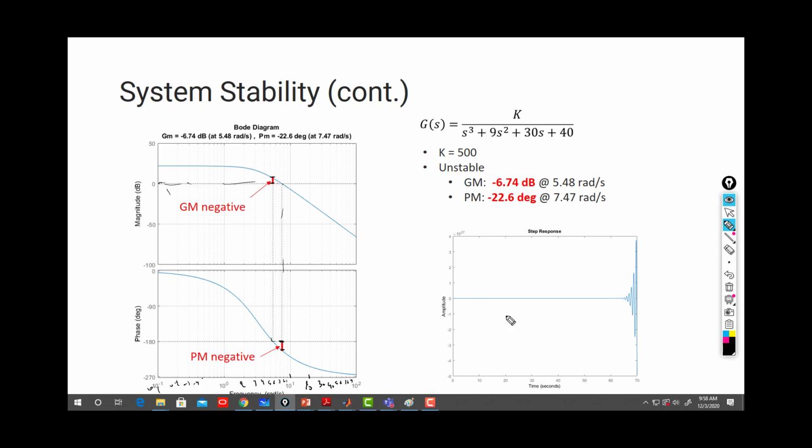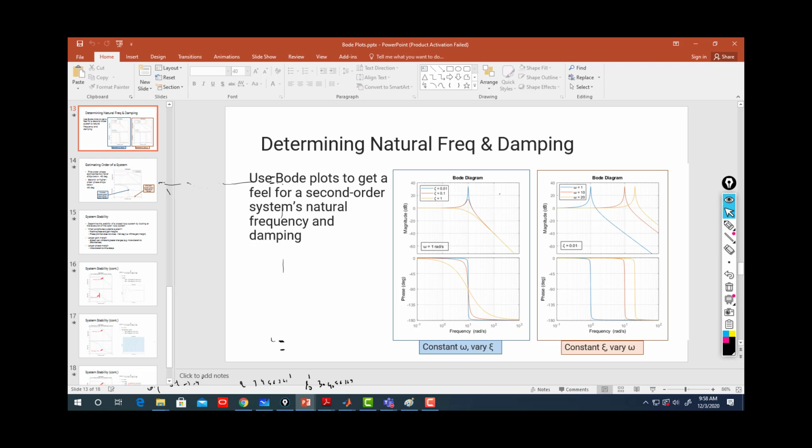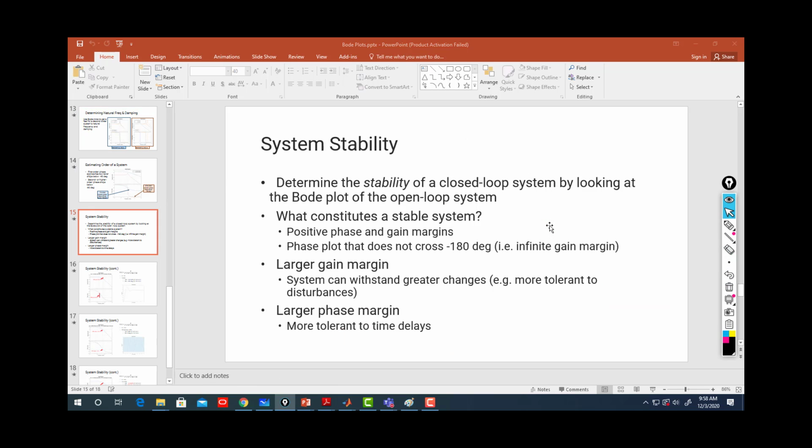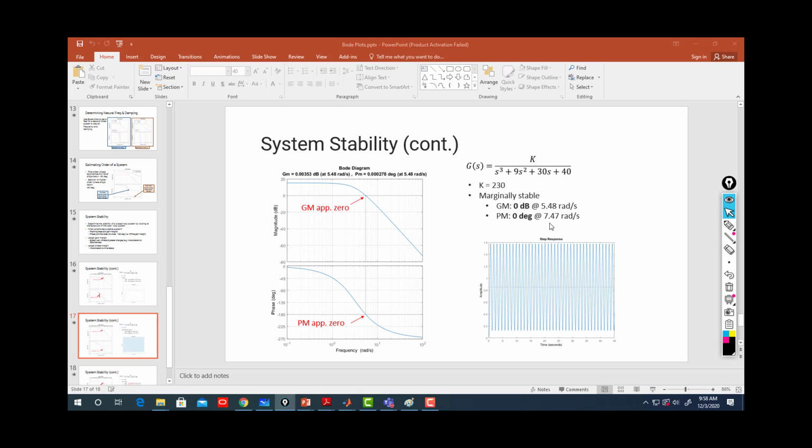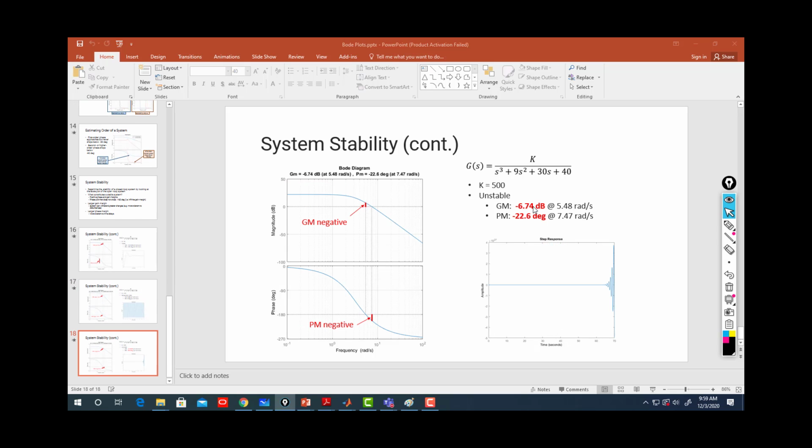And you look to the step response, it is an unstable system. Okay, so now we know how to find the stability for a Bode plot. Alright, any questions regarding how we find the stability using the Bode plot itself? Is it clear? Yeah, it's clear. Okay.